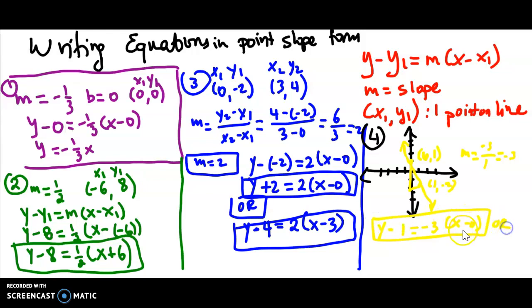Or I can write the point slope by using the second point. So that's going to be y minus -2 equals the same slope times (x minus 1). And there you have it.